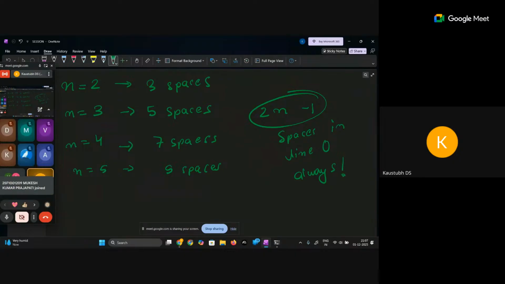So, any problems up until here? Sir, how to use AP here? I simply visualize this 2n minus 1. I don't know how to use AP. AP as in? Oh no, I'm not using AP.